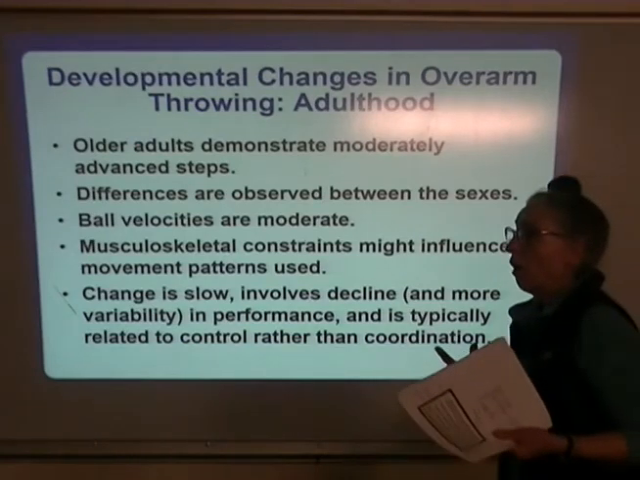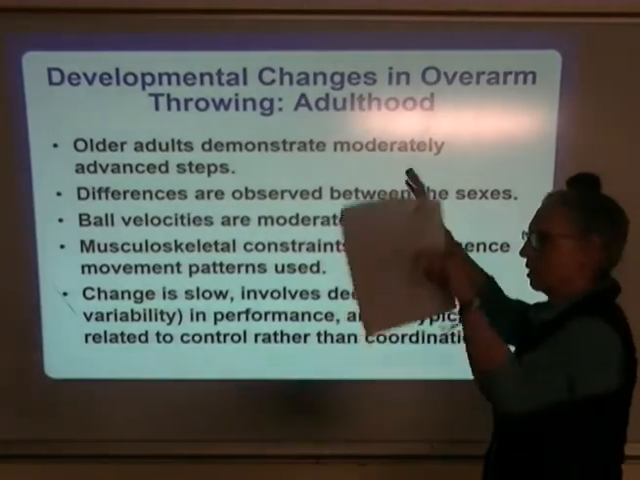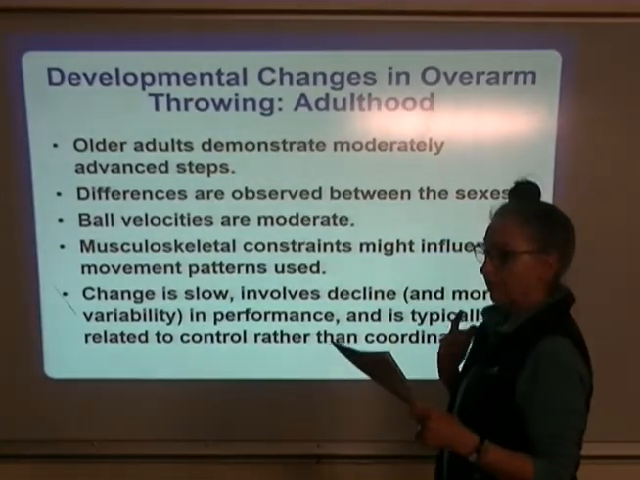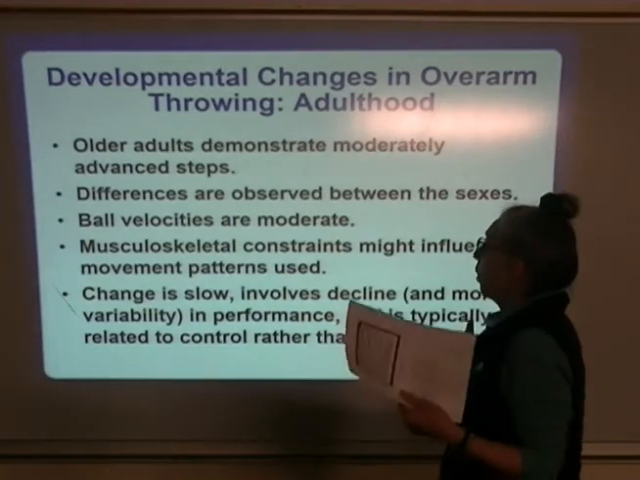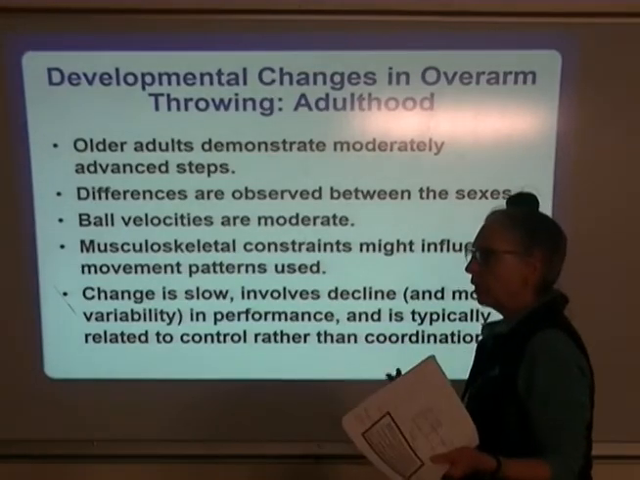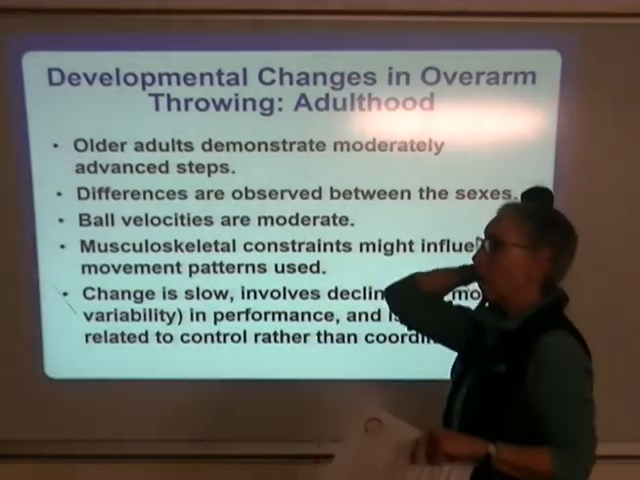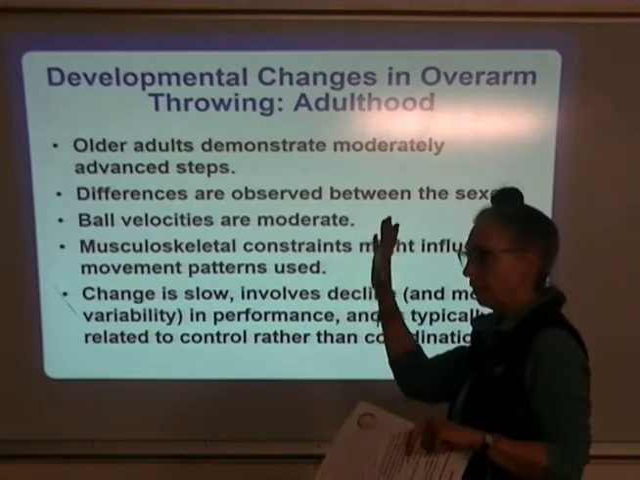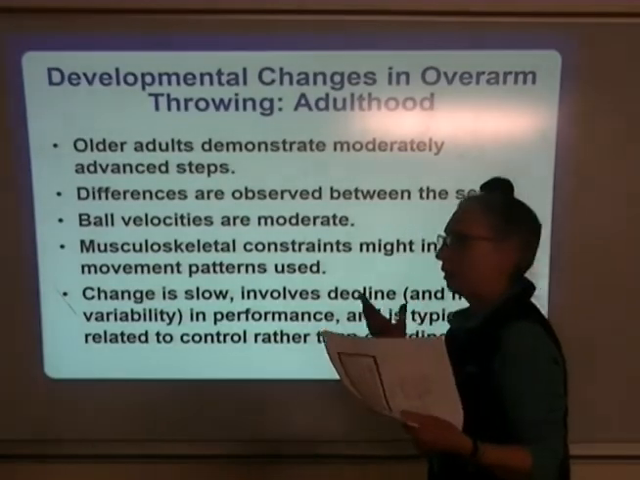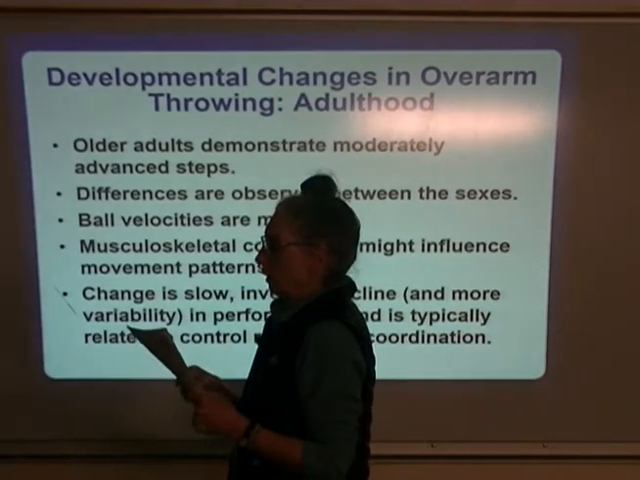So older adults who are active, not throwers, right? This is an average typical population. Older adults who are relatively active demonstrate moderately advanced steps in throwing. They're okay at throwing, they're not great at throwing. But if they've stayed active, if they've stayed healthy, if they don't have any shoulder or elbow or hand issues, then we see quite good throwing mechanisms for these people, all right?